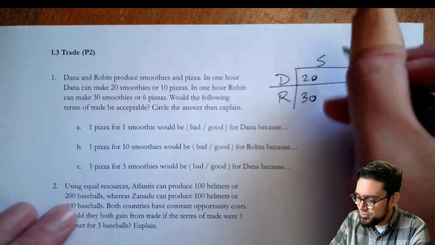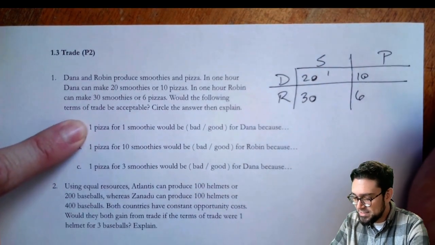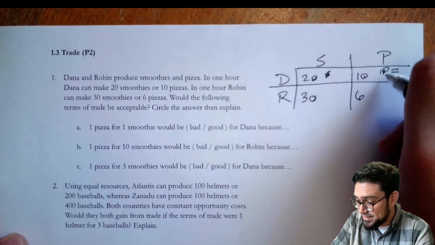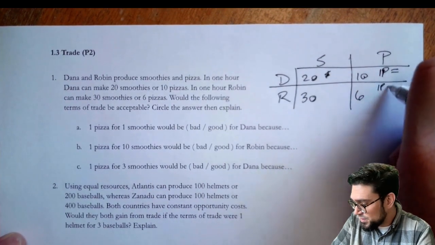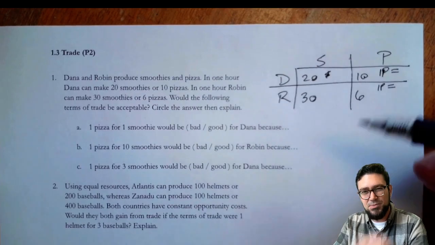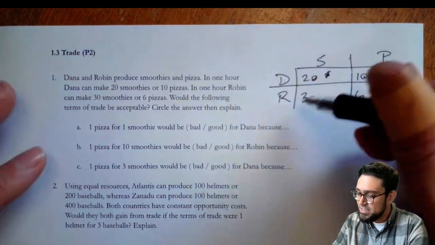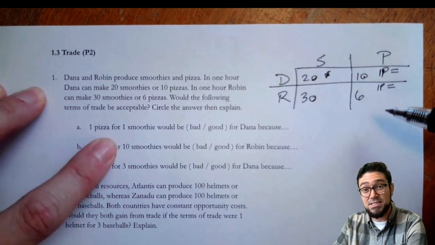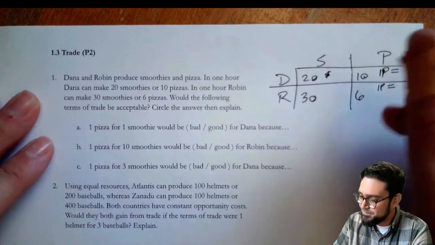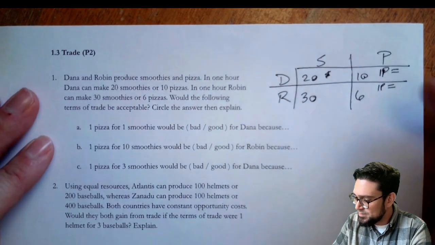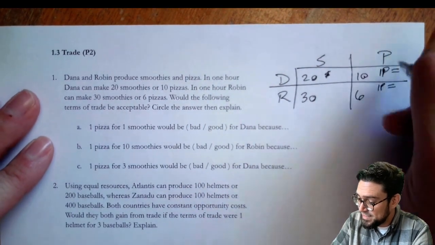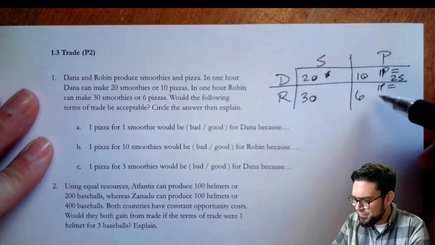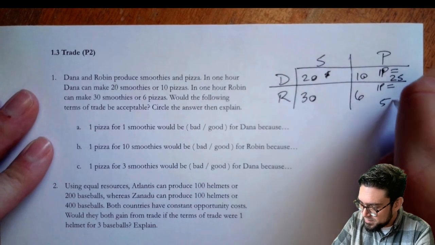So in order to do these terms, I'm looking and it says 1 pizza, 1 pizza, 1 pizza. So I'm actually only going to do the 1 pizza side. Remember, we typically are only going to have the terms expressed in something where there are nice whole numbers, not fractions. I'm going to go with the pizza column because that's where I'm going to be able to compare the smoothies. So I take the outside number over because it's an output problem. 20 over 10 is 2 smoothies. And then for Robin, 1 pizza, 30 over 6 is 5 smoothies.